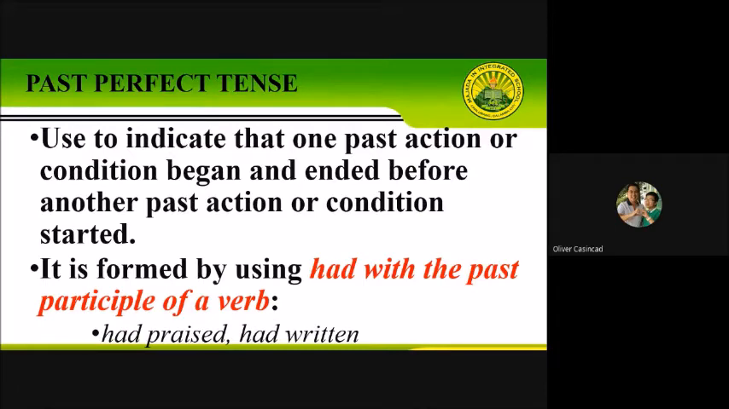For example, you have there had praised, which is had plus praised, the past participle form of the verb. Another example is had written, which is had plus written, the past participle form of the verb. Again, this past perfect tense of the verb also observes whether the verb is regular or irregular.